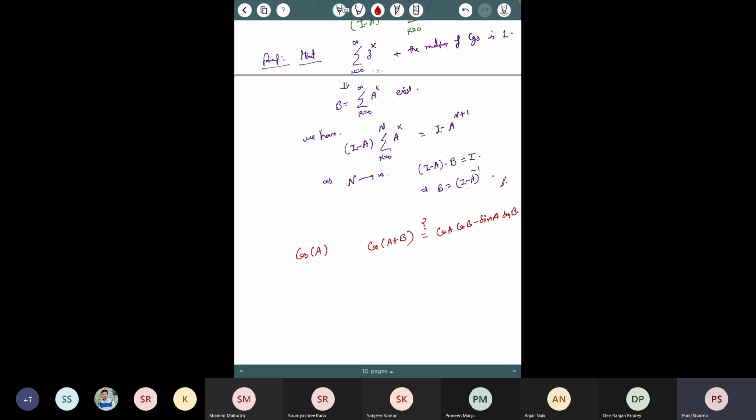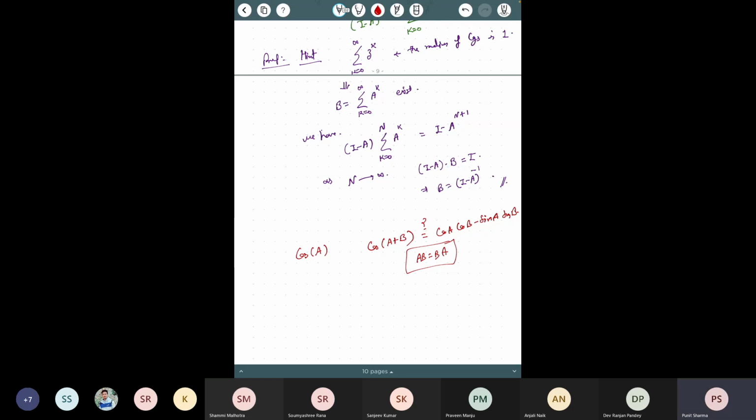In fact, this is not true. The left hand side is well defined here. The right hand side you can also define by doing some calculation, by multiplying two power series. This is also defined, but whether the left hand side is equal to the right hand side, that is the question. And in general, this is not true. There has to be some condition, and for this particular case, if A and B commute, if AB is equal to BA, then only this result is true.